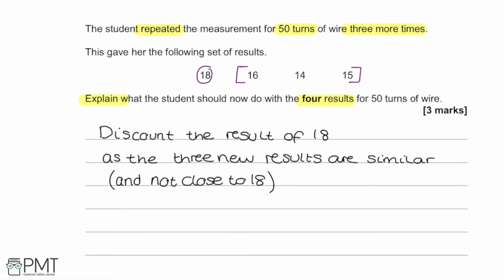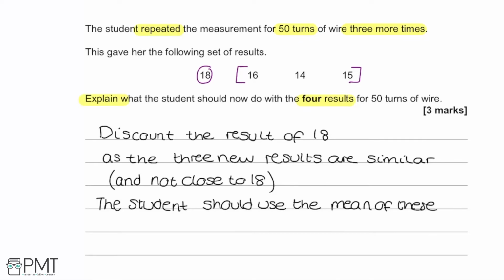So then we can take our results to this and we can find the mean of these, which is going to give us an answer of 15 as the mean of those 3 results. So that is what she's going to do to work out the more reliable result, which has taken into account a few different repeats and given us the answer of 15.